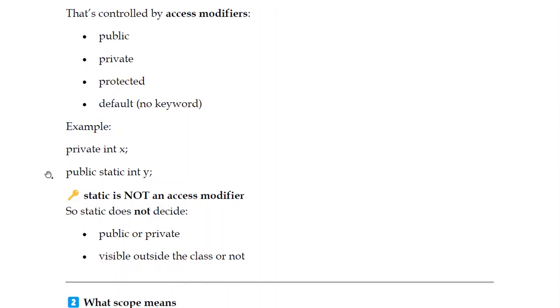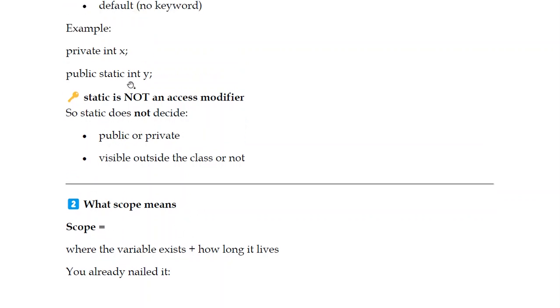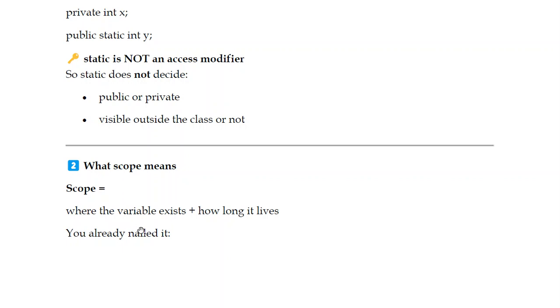Whether it is visible outside the class or not is decided by public or private. But scope, what does that mean? Access is not decided by static. Scope means where the variable exists and how long it lives, how long it will be present.